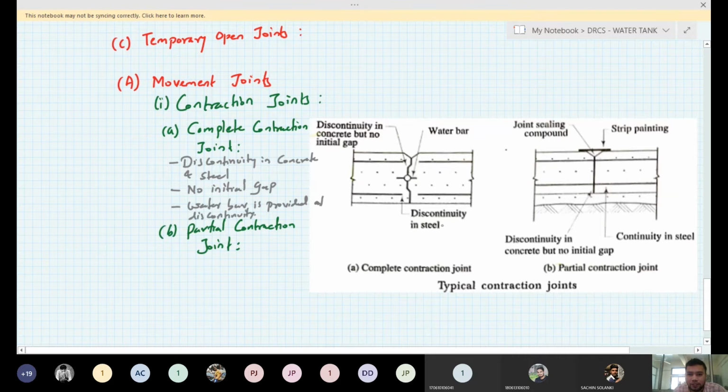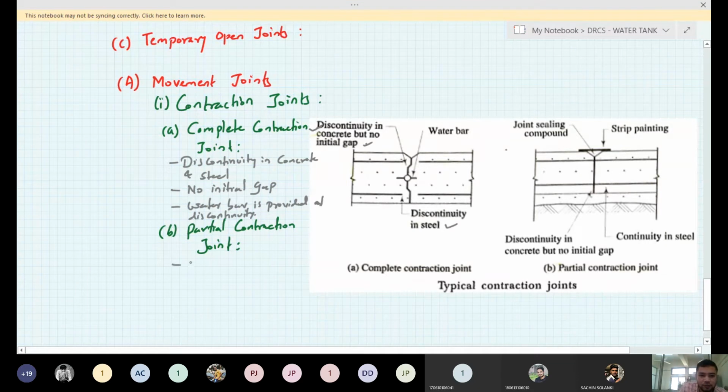You can see the discontinuity in the steel as well as the discontinuity in the concrete, and there is no gap. Whereas in the case of partial joints, there is a discontinuity in the concrete, but there is continuity in the steel. Means the steel goes throughout. At the top, the sealing compound is filled with a stripping paint on top. So, this is the type of partial contraction joint.